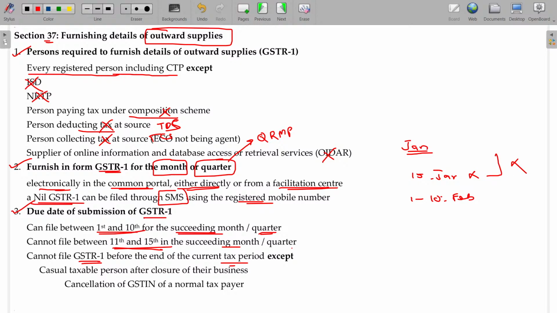Okay, except if you are a casual taxable person, after the closure of their business and after getting the cancellation of GST registration, like a normal taxpayer, you can file the return within the due date, within the same month itself, within the same month.